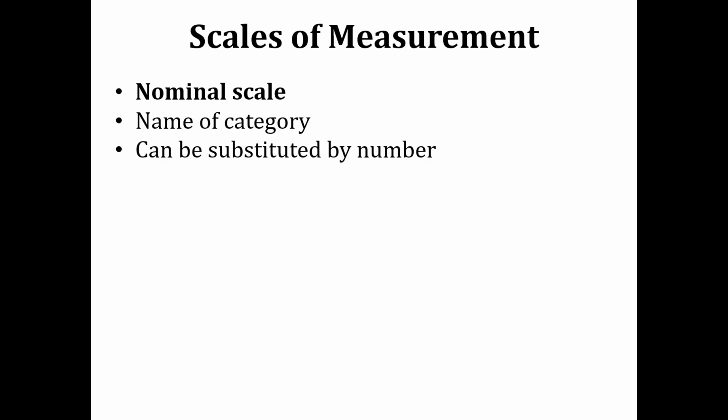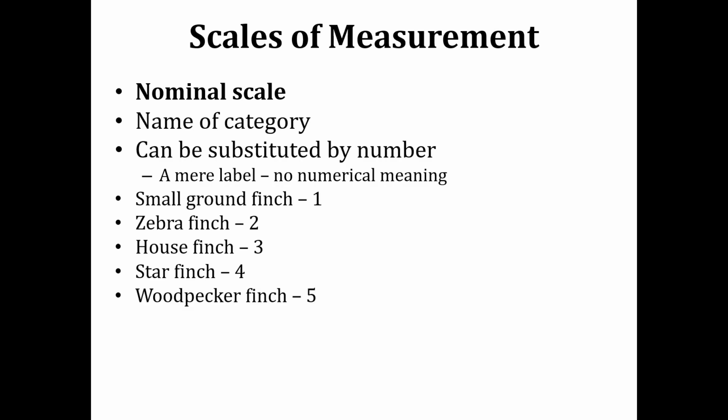But these names can be substituted by numbers. And these numbers don't have any numerical significance. They are just labels. So you can label them by A, B, C, D, or you can label them by 1, 2, 3, 4. But these numbers or labels only identify categories. They don't represent quantities or numbers.